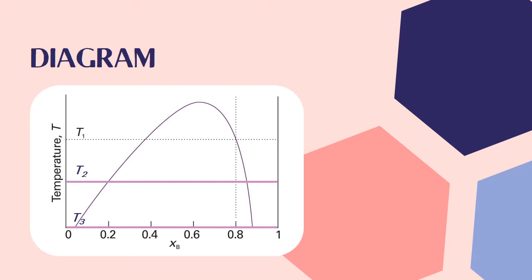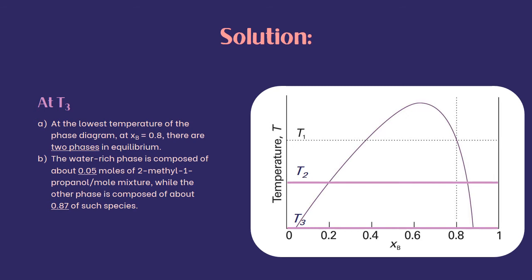The highest point of the curve is the upper critical solution temperature, which is the highest temperature at which phase separation occurs. So above that, the two components are fully miscible. So let's go to our solutions. Let's start with T3. This is the lowest temperature of the phase diagram, and at XB equals 0.8, we can see that the point is inside the curve, so it has two phases in equilibrium.